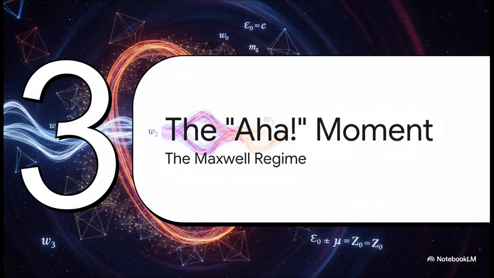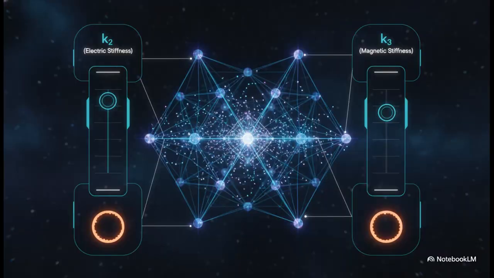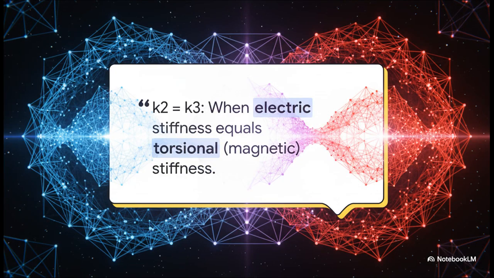But wait a minute, that raises a pretty big question. If this deep hidden structure is really there, why does our world look so perfectly described by Maxwell's equations? This brings us to the aha moment of the whole theory. It turns out this perfect world only appears under one very specific condition. Yep, for a wave to travel perfectly through this spacetime lattice, one incredibly simple and elegant condition has to be met between its internal properties. And here it is, K2 equals K3. That's it.